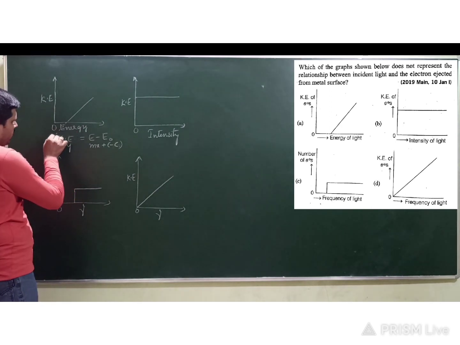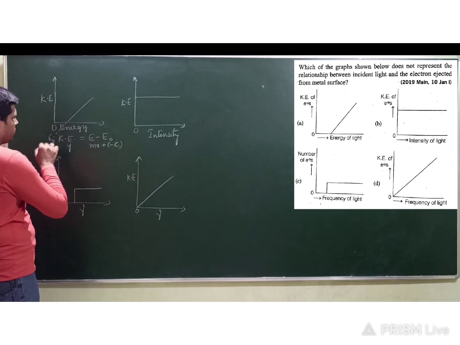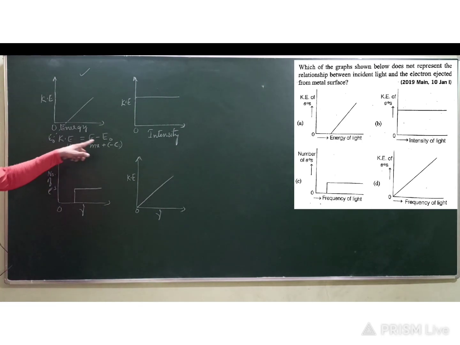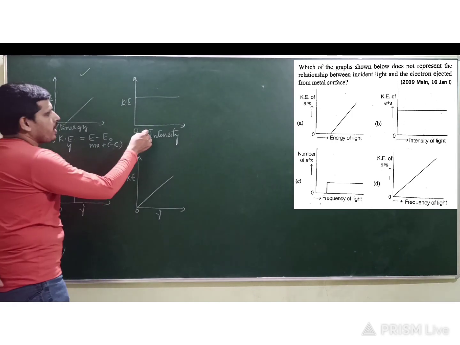So if you extrapolate this, you will get E naught value. So therefore this is the correct representation. Y equal to mx, slope is equal to 1. Done. What about the second one?